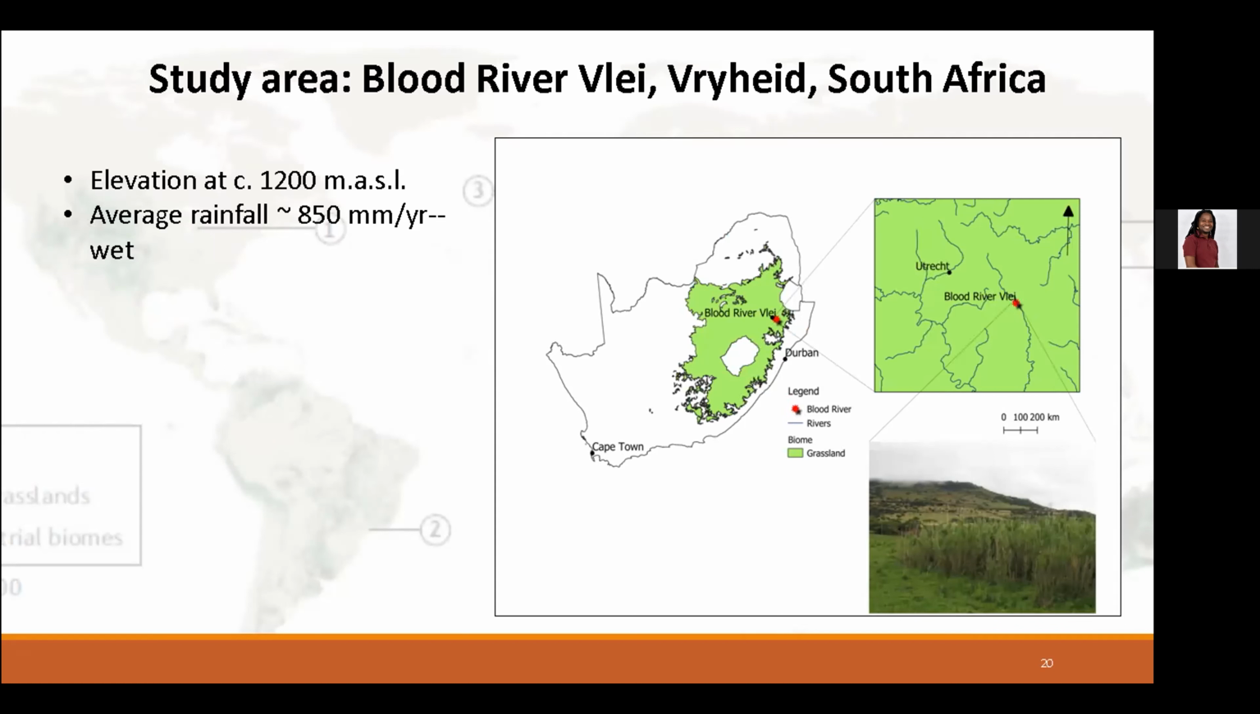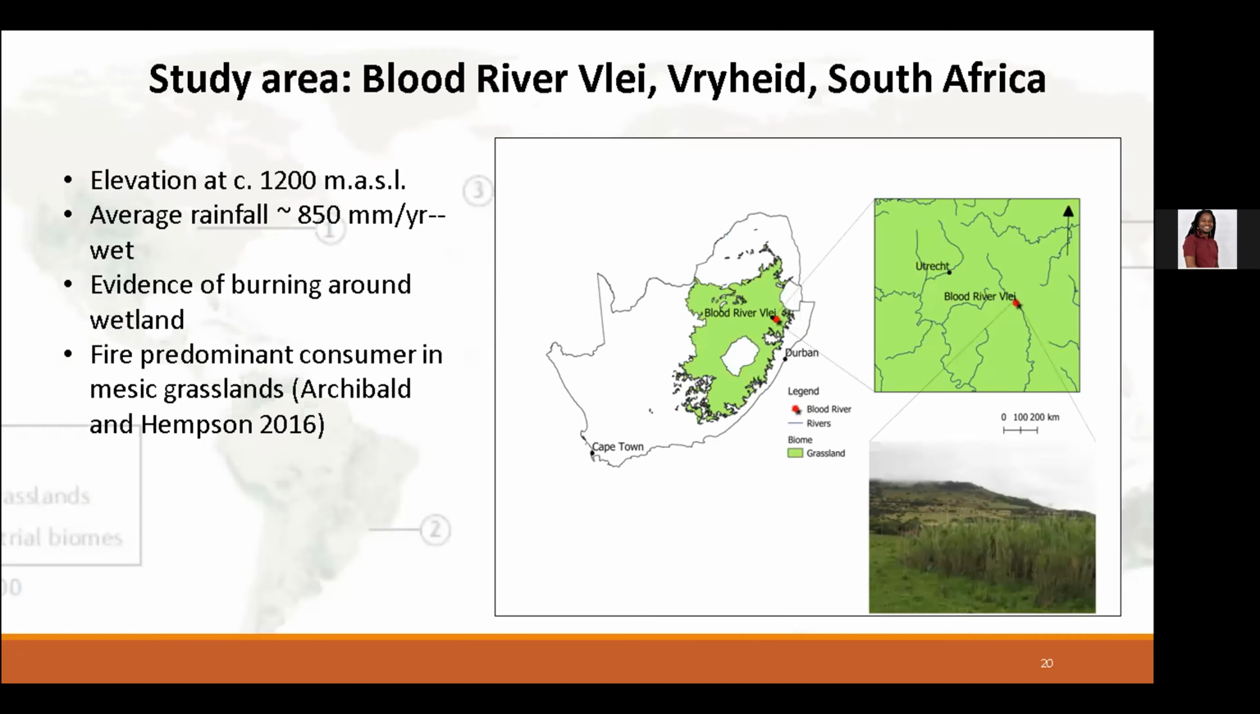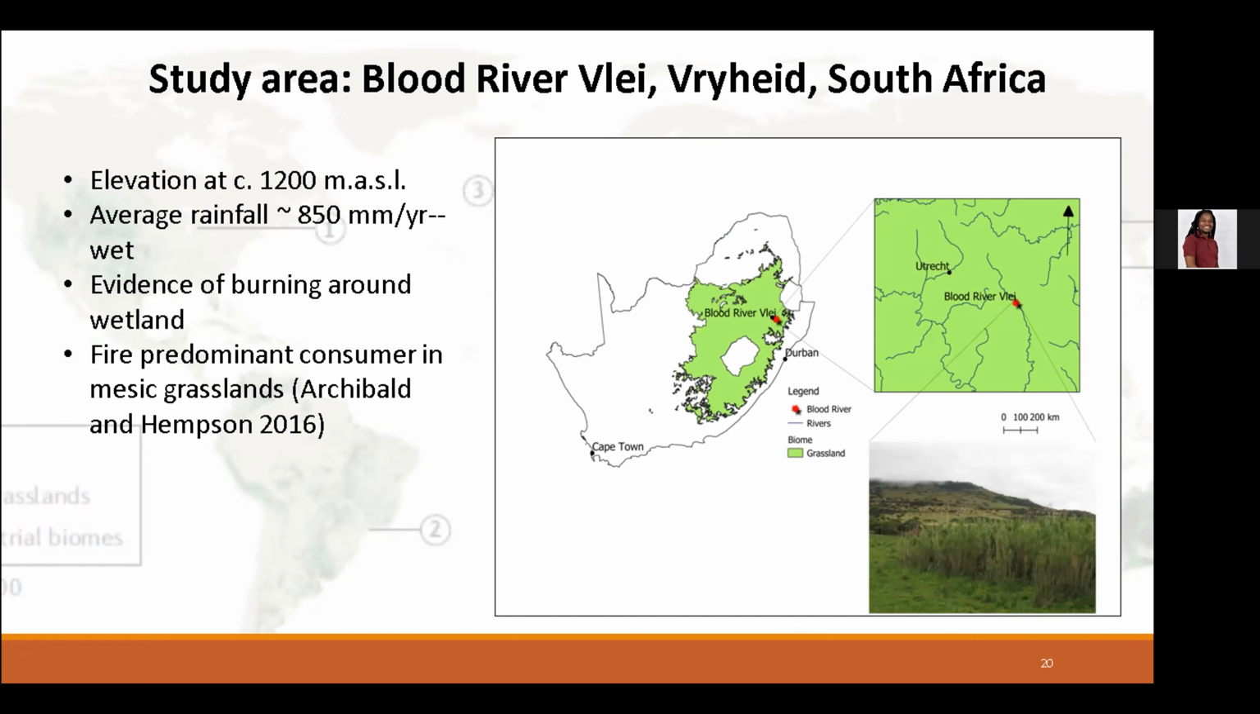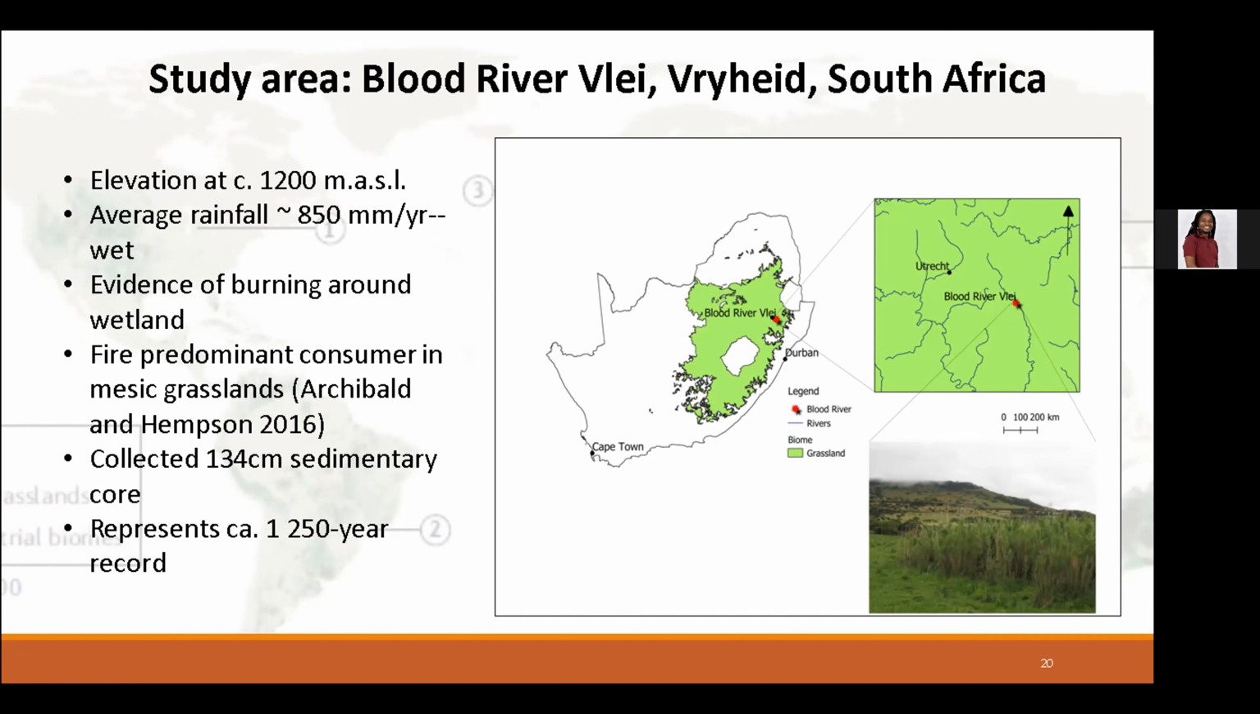This site is found in a grassland, and it's at 1,200 meters. It's definitely highland, but not too high. It's a relatively wet area, and there's evidence of wetland burning that we found. In this wider ecosystem, fire is considered the predominant consumer of grass biomass. We collected a 134 centimeter sedimentary core, which represents an approximately 1,250 year record.